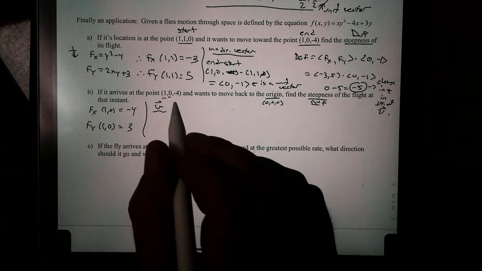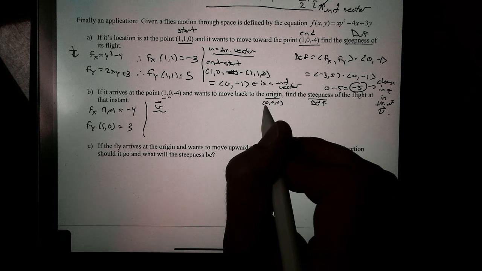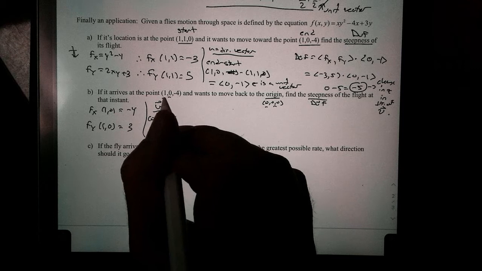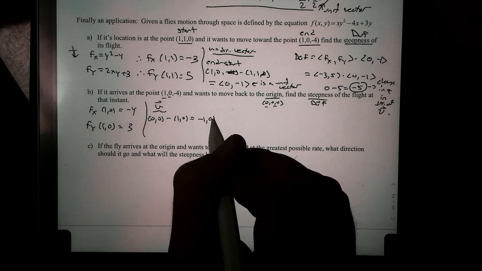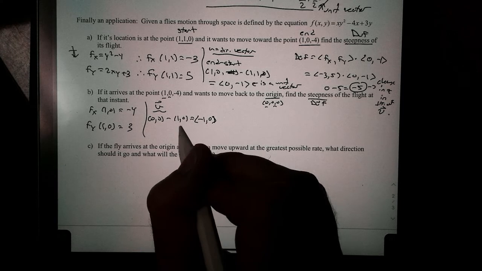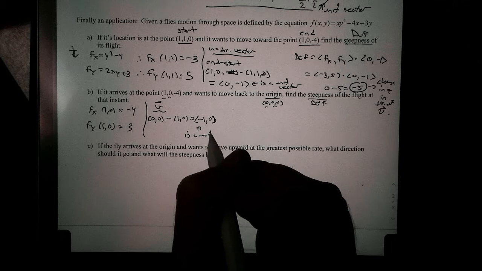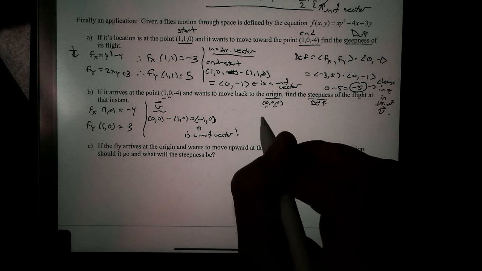My direction vector: to get my direction vector u, I am going to take my endpoint. Remember, I'm only interested in the first two coordinates, x's and y's. (0, 0) minus (1, 0), and we just get (-1, 0). And again, this is a unit vector. So now I can find my directional derivative.